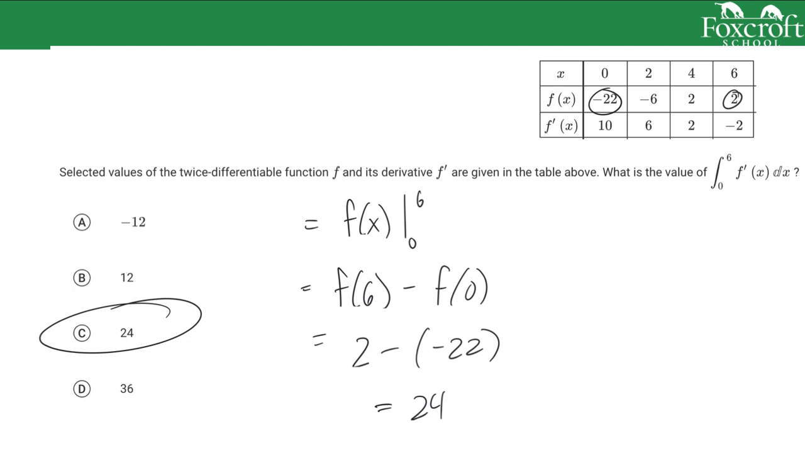Again, sometimes it's a little confusing because they give you not much information. All right, what do you do with not this much information? You just kind of use any rule that you know, see if you can make something happen. In this case, just do the fundamental theorem of calculus, and they give you the values that you need.